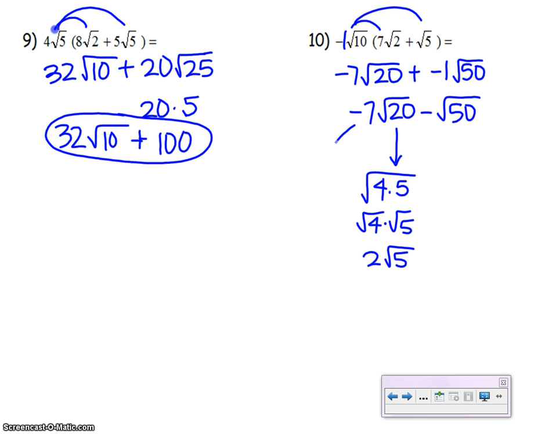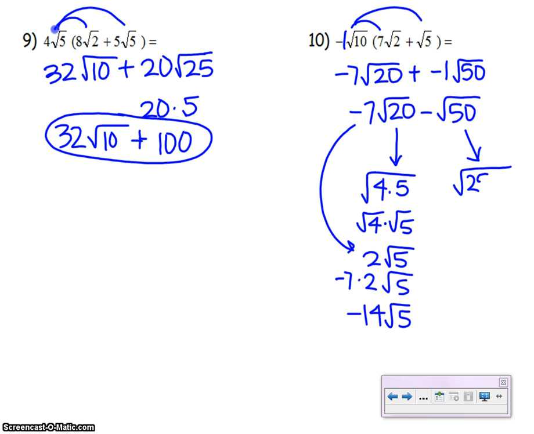And we'll bring our negative 7 down. So we have negative 7 times 2 root 5, which will give us negative 14 root 5. And then we'll simplify the square root of 50. What goes into that? That is a perfect square. That'll give us 25.